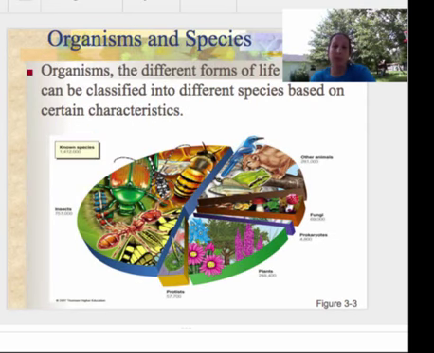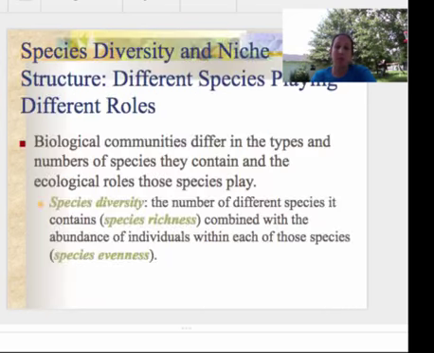And organisms can be classified in different species based on certain characteristics, as you know from biology. And looking at the ecology, the communities, they differ in the types and the numbers of the species. And this is called species diversity. It also contains species richness, and that's the abundance of those individuals that are available within that ecosystem. And we look at how spread out they are within the abundance of those species, and that's called species evenness.